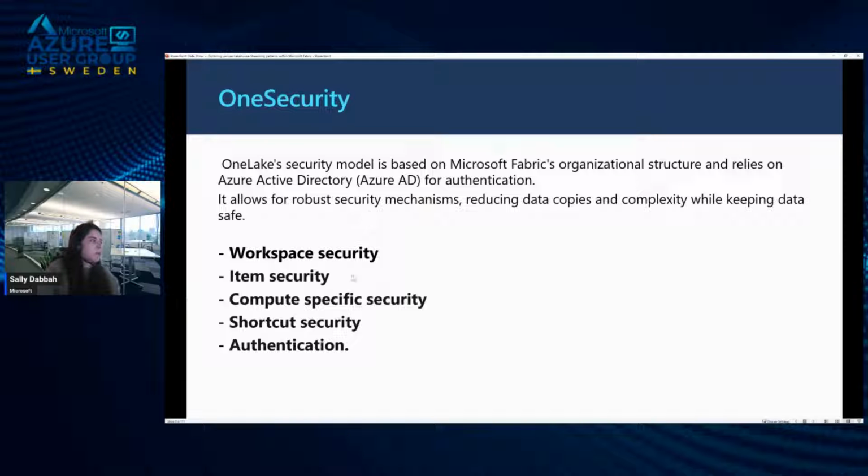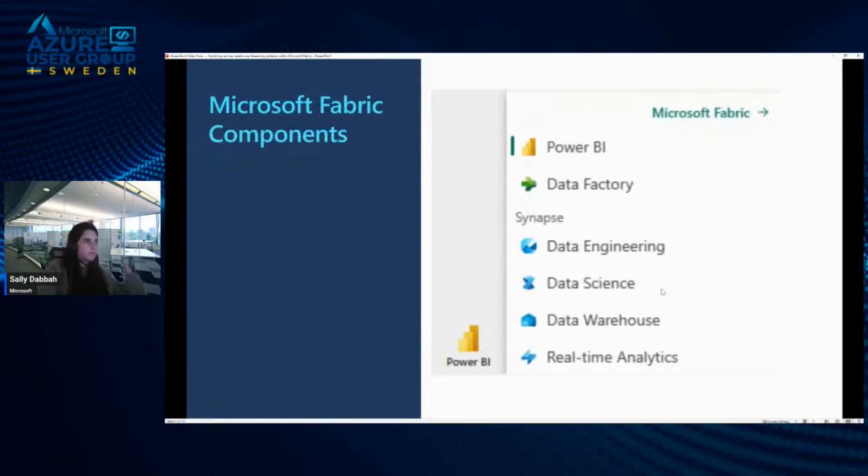So we have a couple of types of security. You can elaborate on it in Microsoft Learn. We have workspace security, item, compute specific security, shortcut security, and of course, authentication. So let's go into Fabric components.